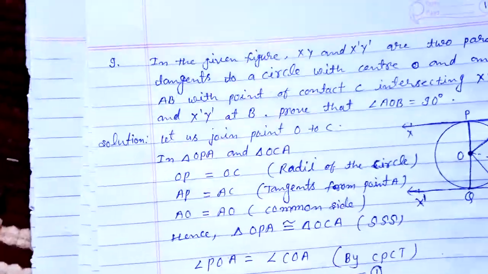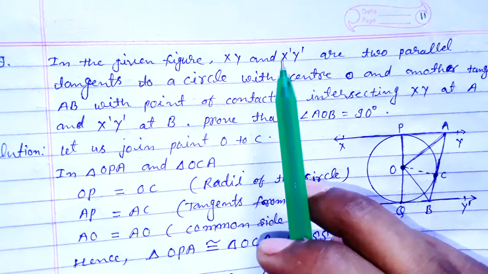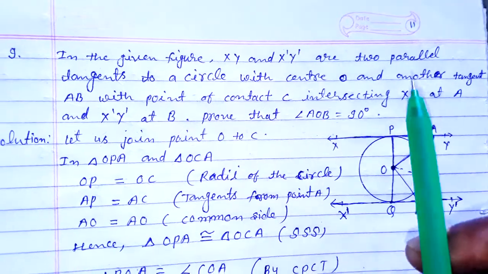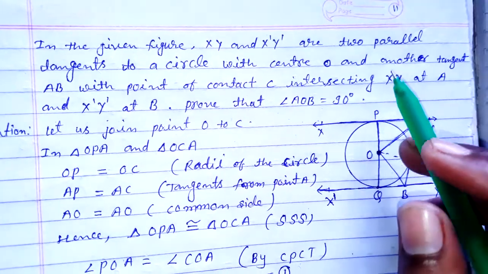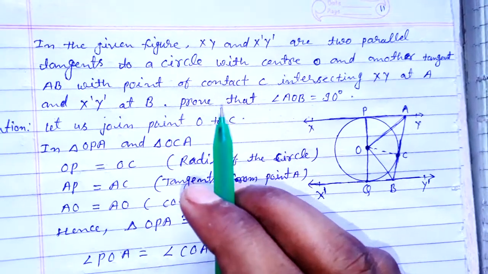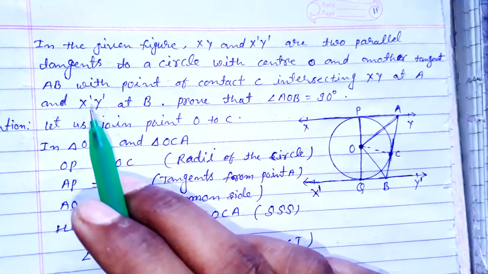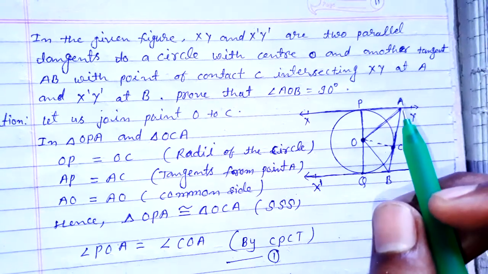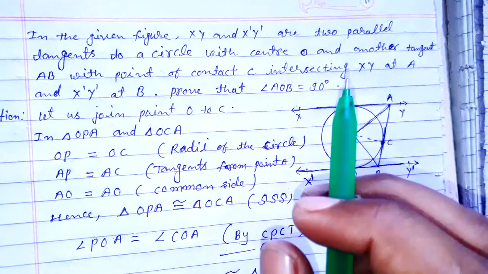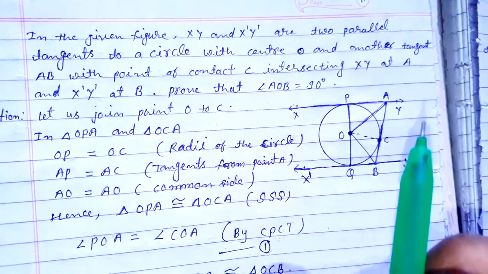The next question is the 9th question. In the given figure, XY and X dash Y dash are two parallel tangents to a circle with center O, and another tangent AB with point of contact C intersects XY at A and X dash Y dash at B. Prove that angle AOB is equal to 90 degrees.